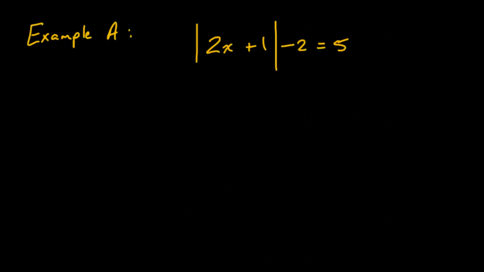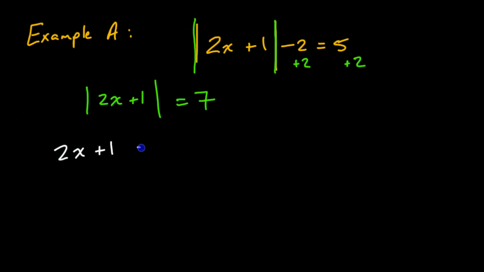So let's take an example of it. We first have to get what's in the absolute value bars all by itself. So we want to get that 2x plus 1 all alone. To do that, we'll add 2 to both sides. And we get the absolute value of 2x plus 1 equals 7. So now I need two equations. I need 2x plus 1 equals 7, and I also need 2x plus 1 equals negative 7.